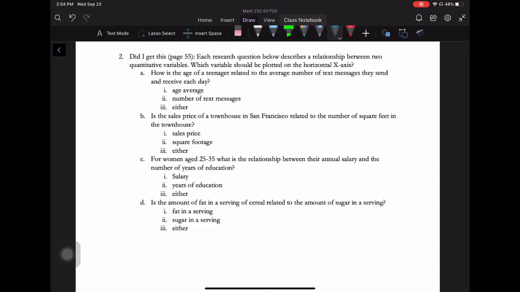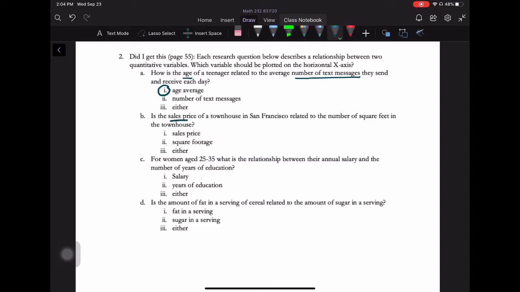So how is the age of a teenager related to the number of text messages they send and receive each day? We're talking about age and the number of text messages. So if I look at the number of text messages, does that determine your age range, or does your age determine how much you text? We're going to say age is what we would have as our explanatory, and our response would be the number of text messages.